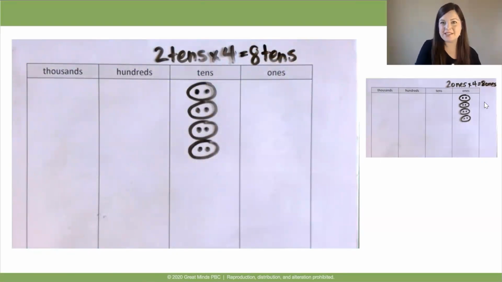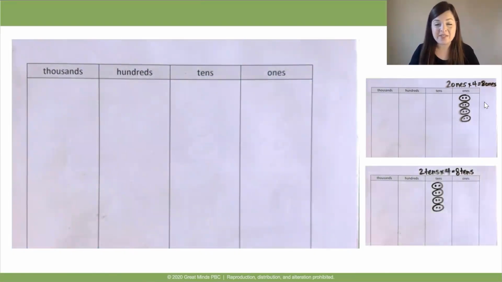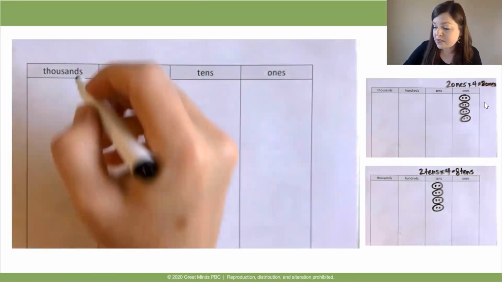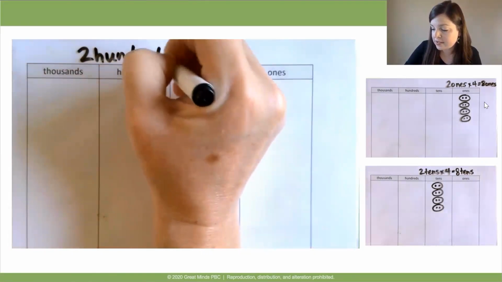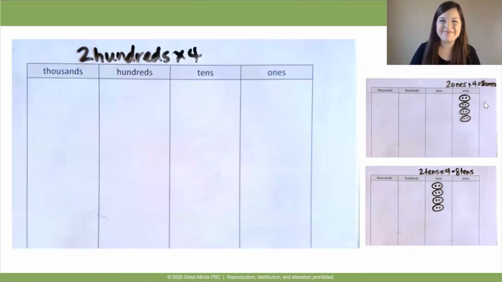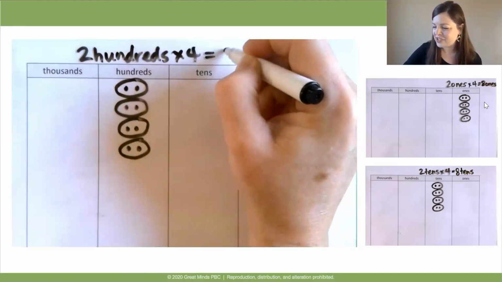Okay, let's erase. And now on your place value chart, I'd like you to pause the video and show 2 hundreds times 4. And circle each group of 2 hundreds. So 2 hundreds times 4 equals what? 8 hundreds.